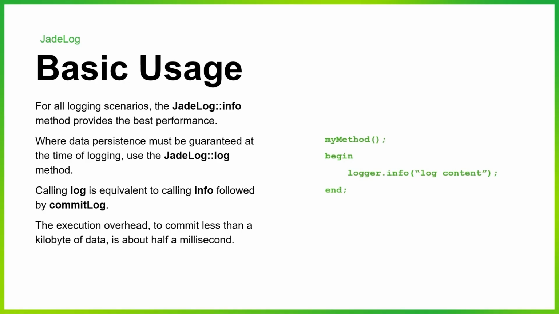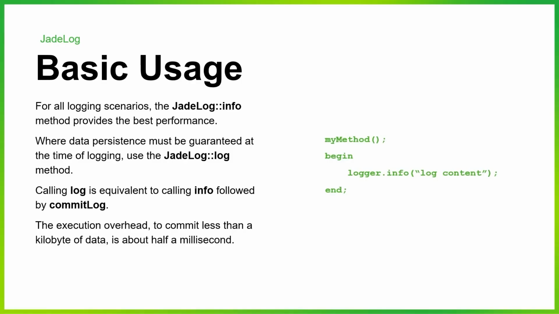We would always recommend using the info call. It's the fastest, it provides the best performance. There's no real downside to it. The ordering of log entries is guaranteed at time of calling. It gets a bit more murky, I suppose, if you've got multiple threads accessing the same file, but they should generally all end up in the same order that the calls were made.